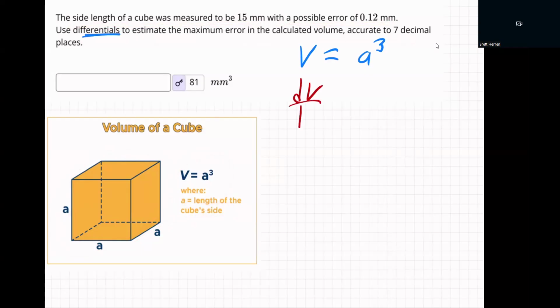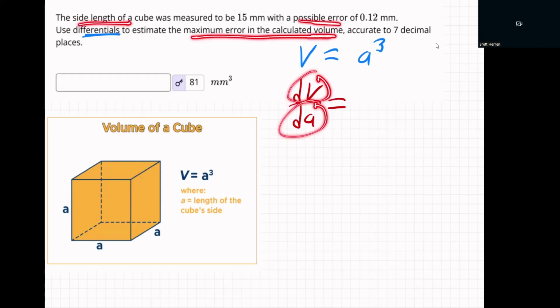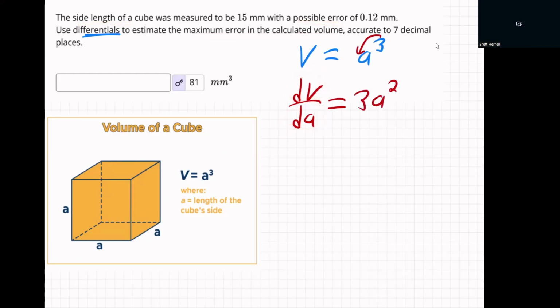So dV/dA. I want to know how the volume changes as the side length changes, right? Because we're measuring side length and we want to find the error in the volume. We have error in side length, error in volume. We want to know how volume changes as side length changes. dV/dA, so bring the 3 down: 3a squared. All right. Now we're going to multiply both sides by dA. Boom. So dV is 3a squared dA.